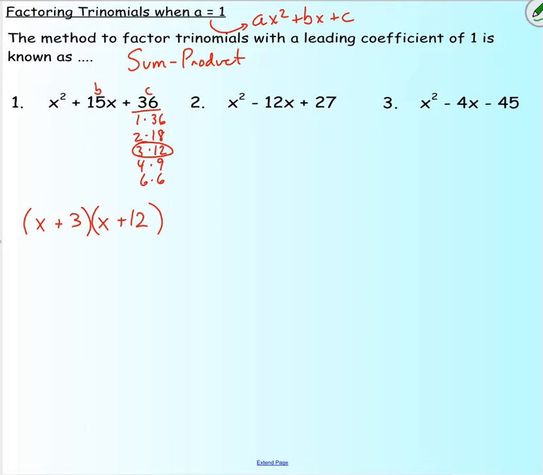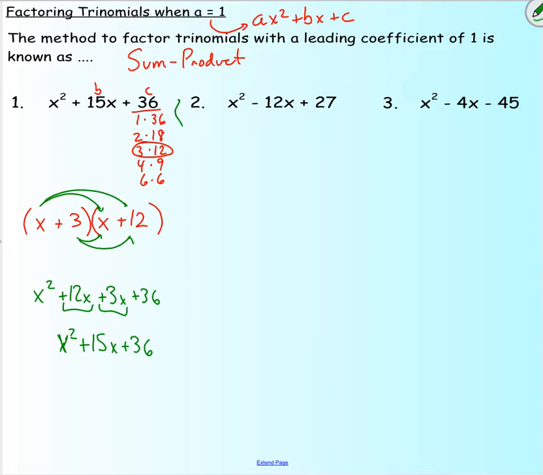So I'm done factoring at this point. But it's the quantity x plus 3 and the quantity x plus 12. Because if you were to distribute this back out and combine your like terms, you'll notice you will end up with the trinomial you started with. So that's one way you can always check your answer. You can always distribute out what you factored and see if you get your original expression.